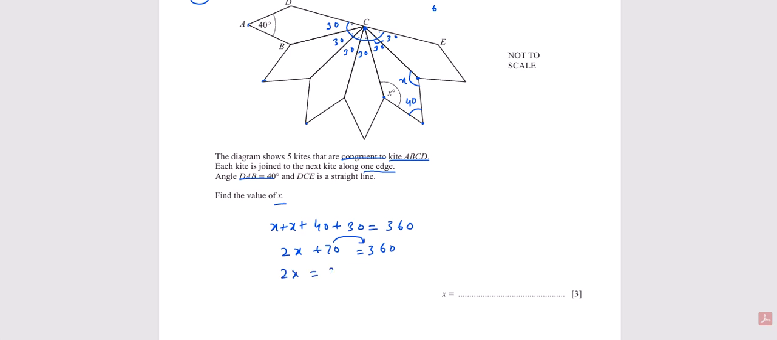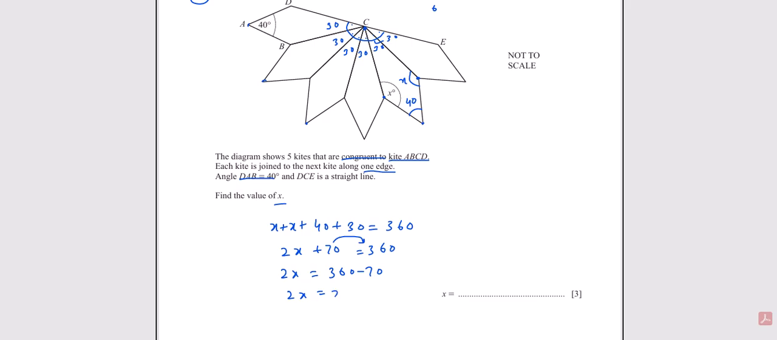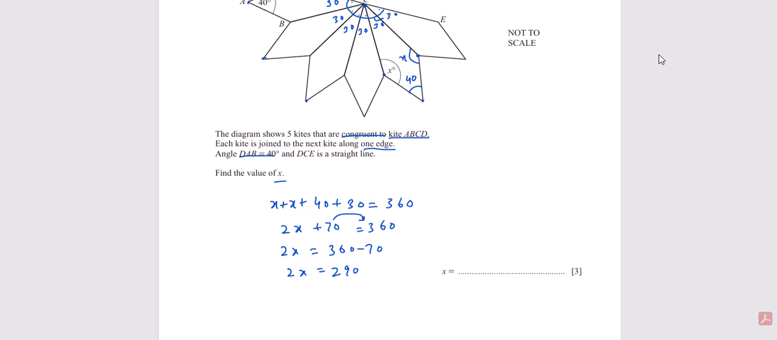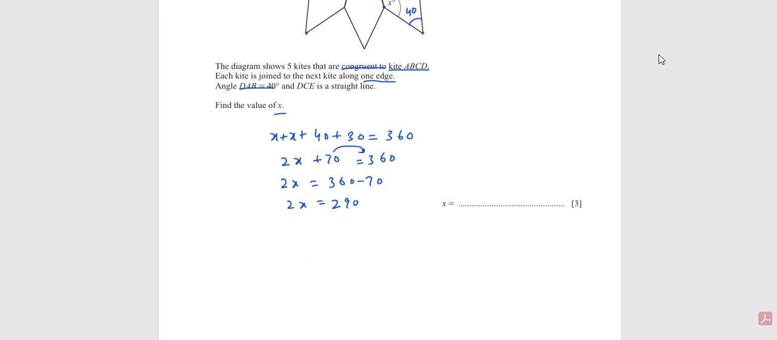2x is equal to 360 minus 70. 2x is equal to 290, after subtracting 70. Divide by 2. x is equal to 290 divided by 2. So x is equal to 145 degrees. So the final answer is 145.